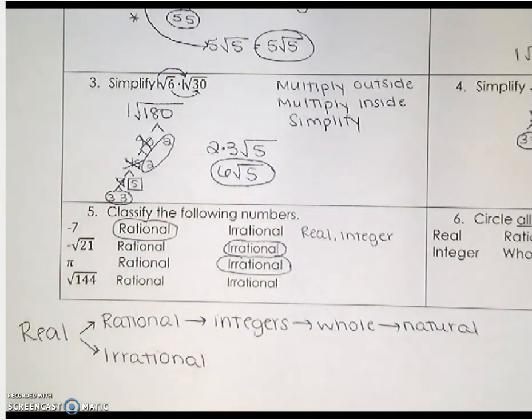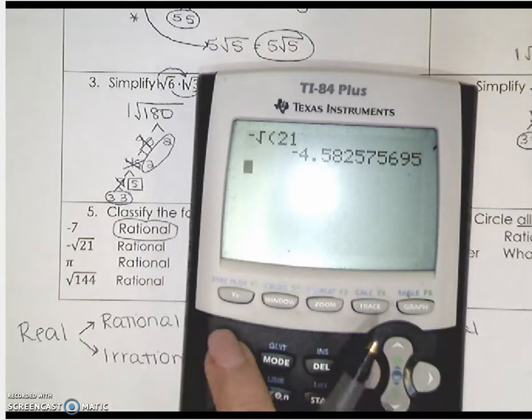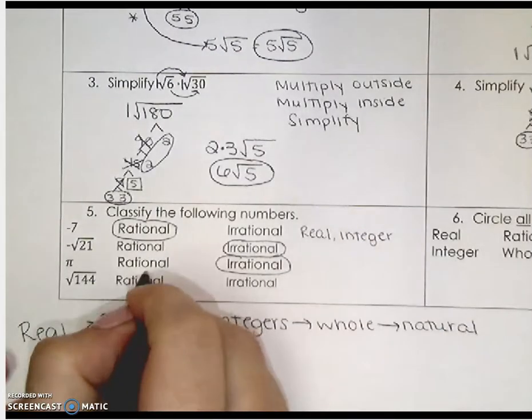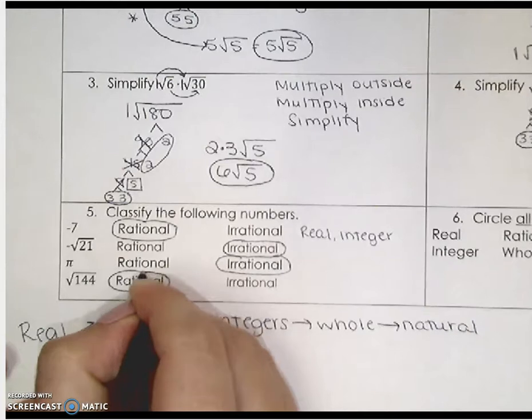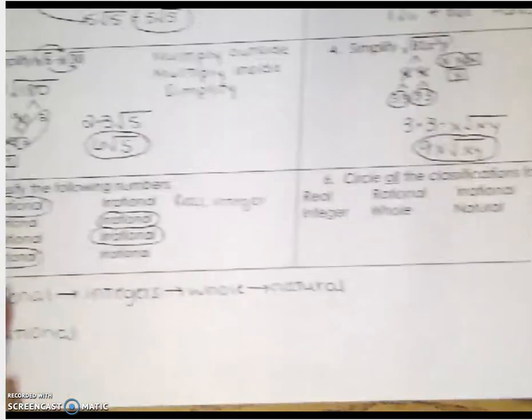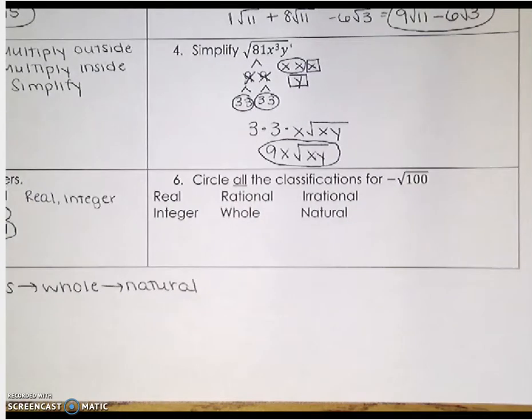And the square root of 144. If you're not sure, check: the square root of 144 is 12. 12 is a rational number because the square root of 144 is a perfect square. Number 6 is very similar. It's asking you to classify negative square root of 100.